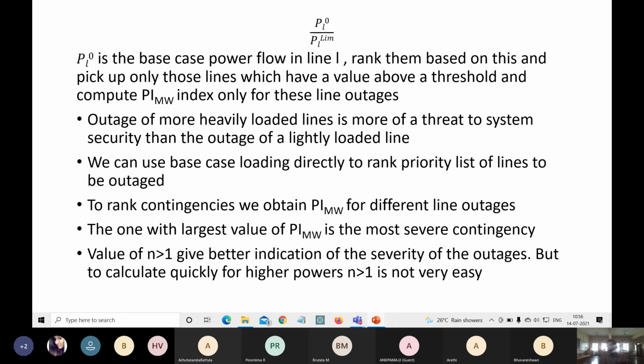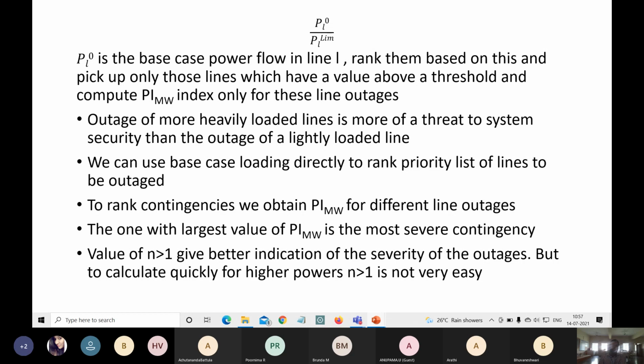We may not get the same values at the time of equally loaded conditions. Since it is not an equally loaded condition, we have to select the values which are above the threshold, which are more than the tolerable limit, and we have to compute the performance index only for such line outages.